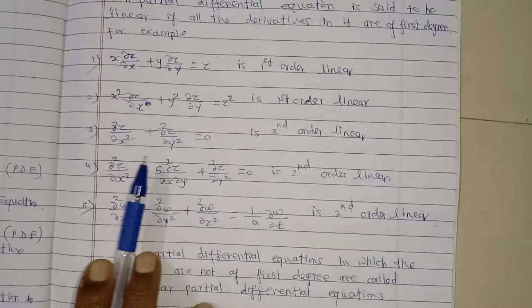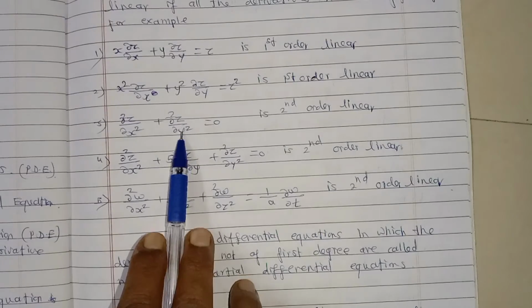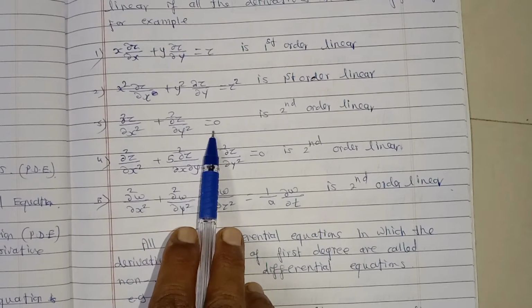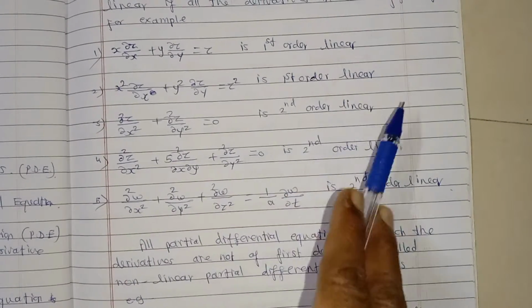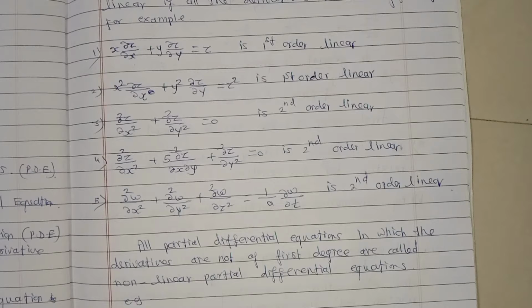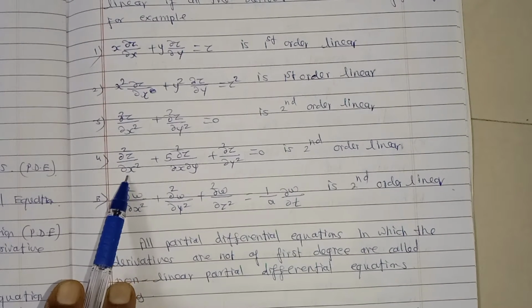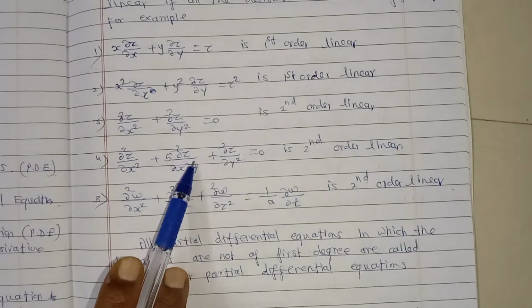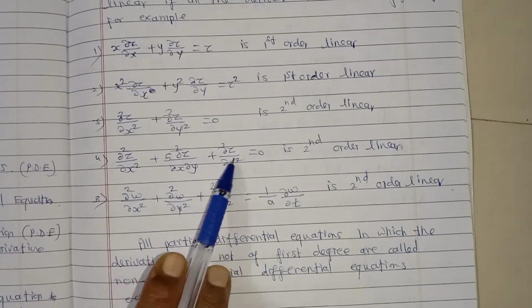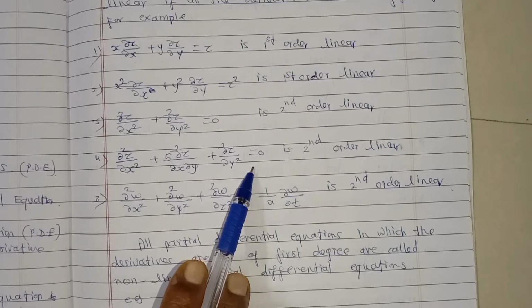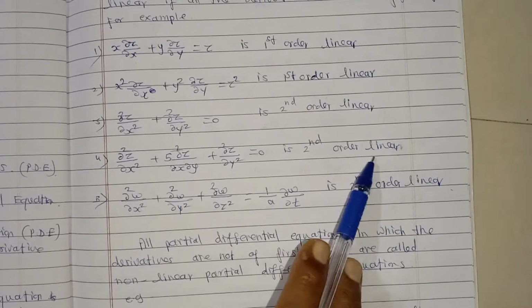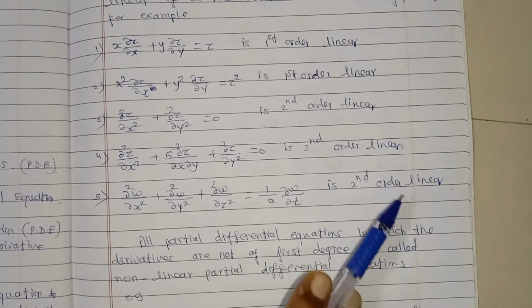The third example is ∂²z/∂x² plus ∂²z/∂y² equal to 0. It is a second order linear partial differential equation. Another example, that is the fourth example, is ∂²z/∂x² plus 5 ∂²z/∂x∂y plus ∂²z/∂y² equal to 0. This is a second order linear partial differential equation.